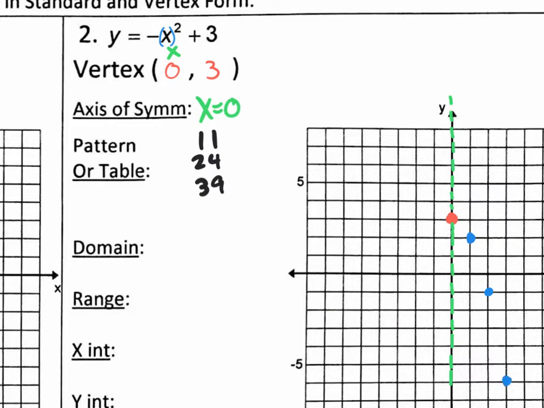And all we have to do is map those points over to the other side of the axis of symmetry. Right here, right there, and right there. How do I do that so quickly? I already know it's at this level. I just count 1 unit away, 2 units away, 3 units away, and that's it. So we've graphed our parabola. All we need to do is connect the dots.